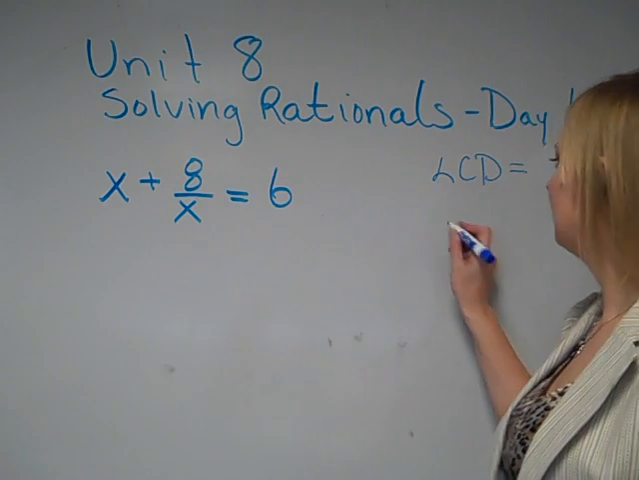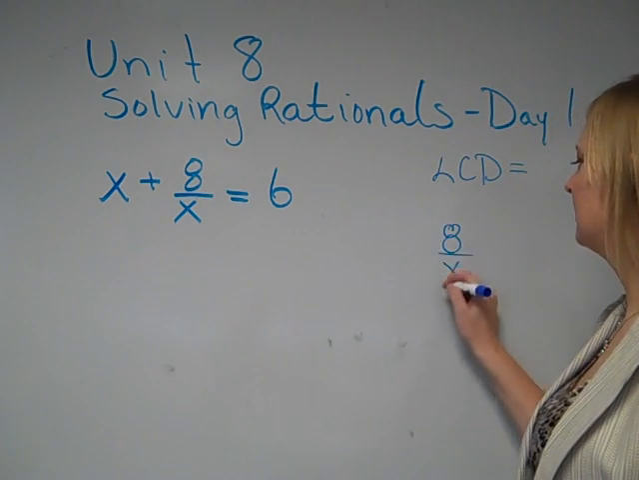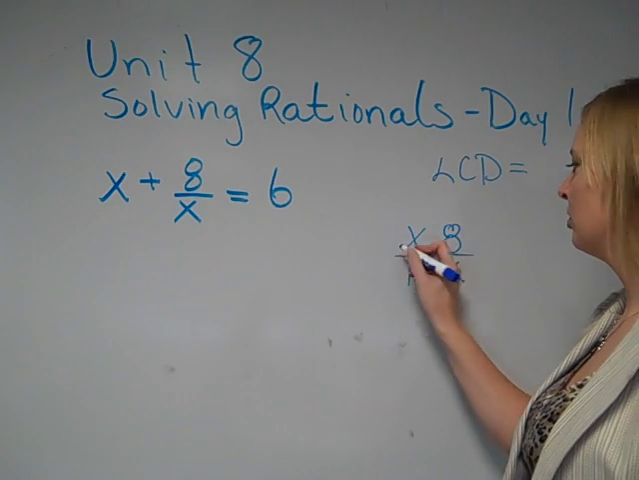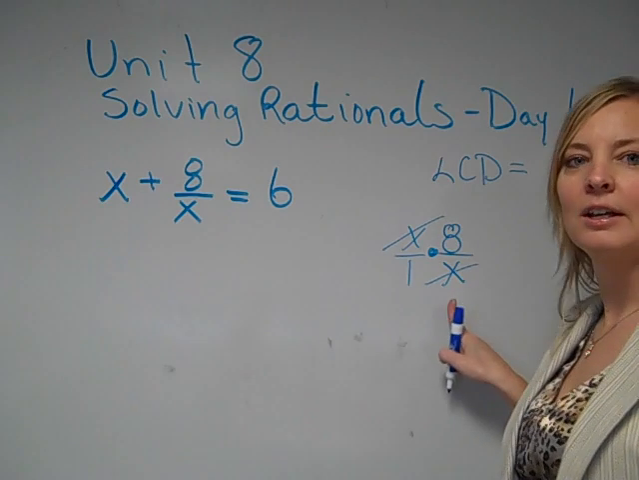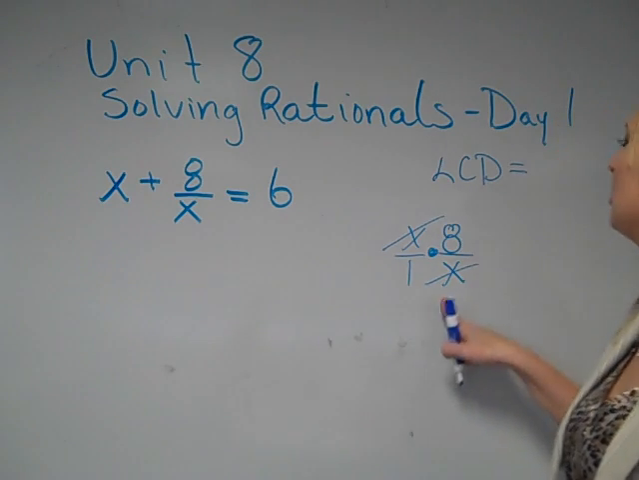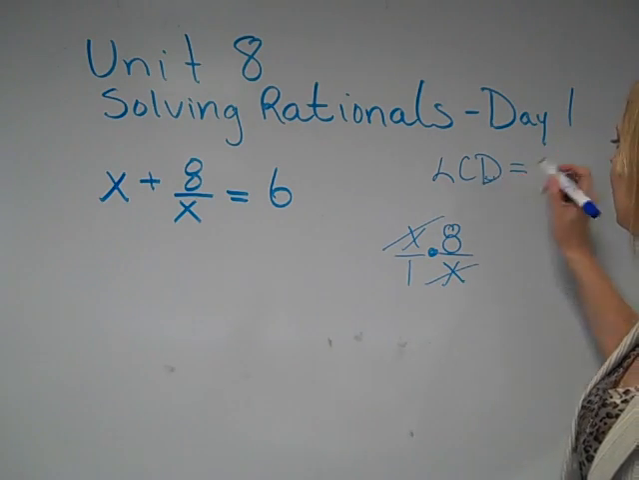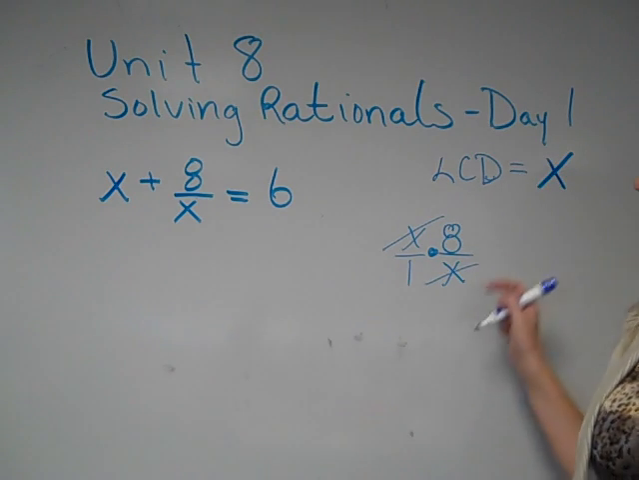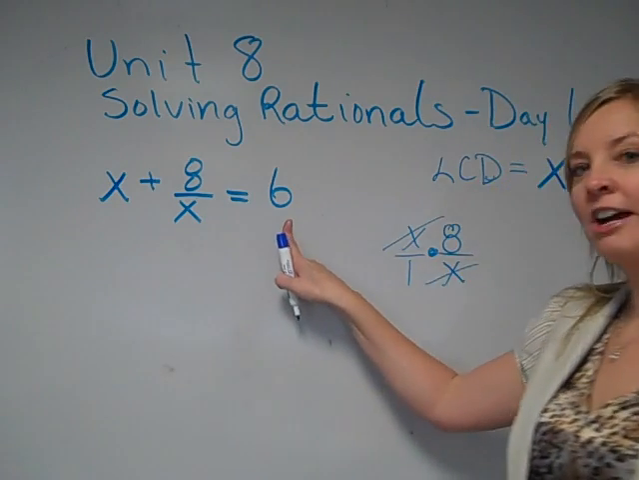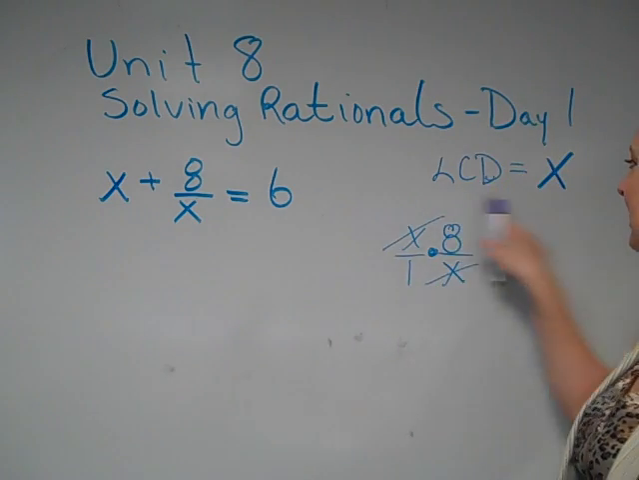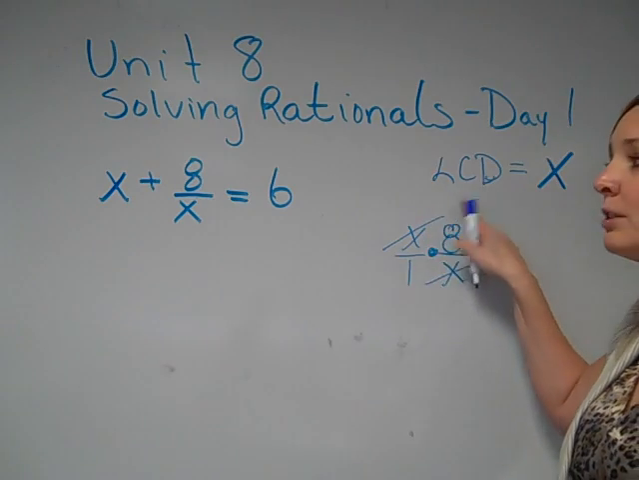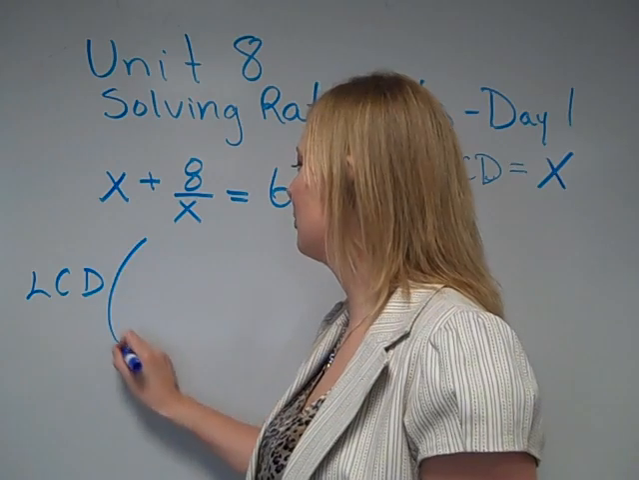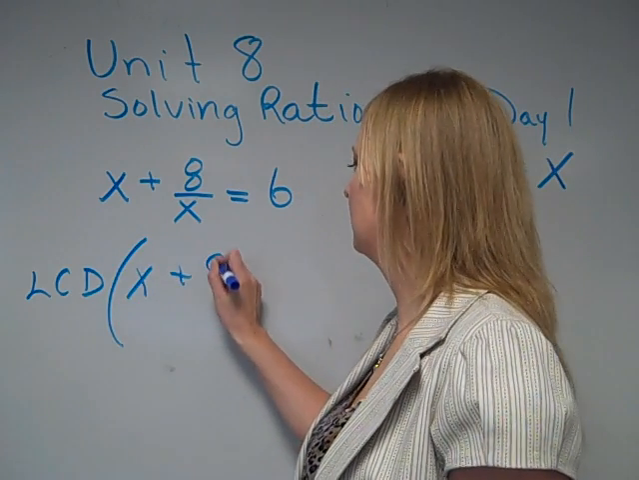Now notice, if you have 8 over x, you'd have to multiply that by x over 1 in order to cancel out the x in the denominator. So your least common denominator in this case would be x. We don't have any other fractions, so our least common denominator is only x. Once we find that, take your least common denominator and multiply it by your entire equation.